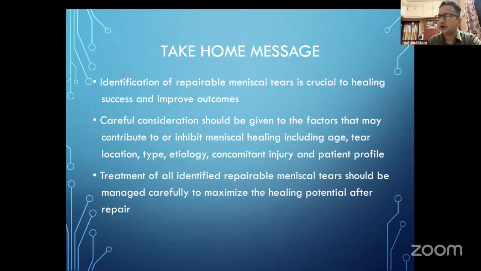Whenever possible, all repairable meniscus tears should be addressed to preserve meniscus function and joint integrity. Proper surgical technique, appropriate rehabilitation, and patient selection are essential to maximize healing and long-term results. Meniscus preservation should remain a priority in knee injuries.